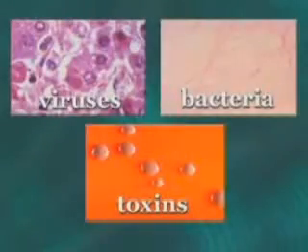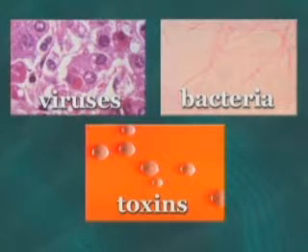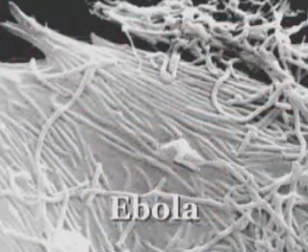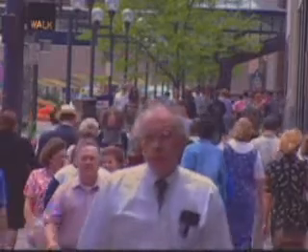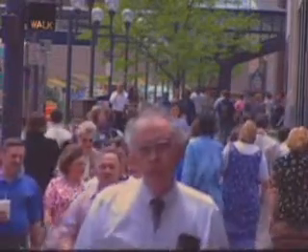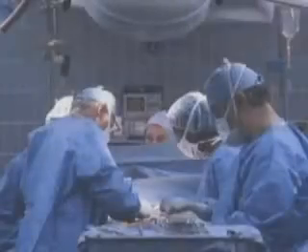When we consider biological materials, we often think about disease-causing pathogens like viruses and bacteria or toxins. Viruses are microbes like those that cause Ebola, hemorrhagic fever, or influenza. Viruses need a live host to survive. They're usually spread by airborne exposure and can cause a range of damage from mild flu to internal bleeding and death.